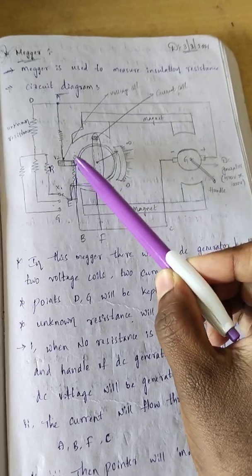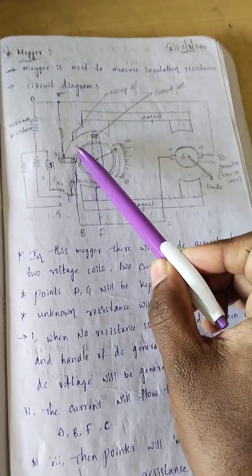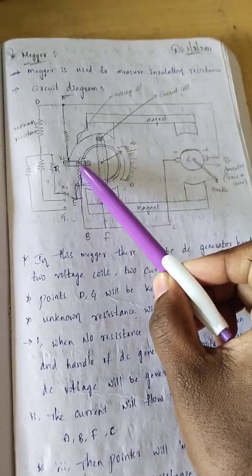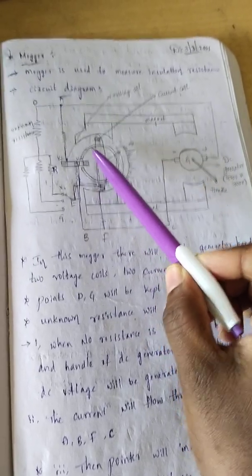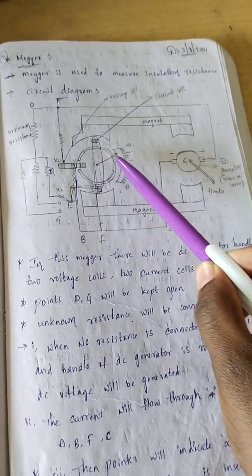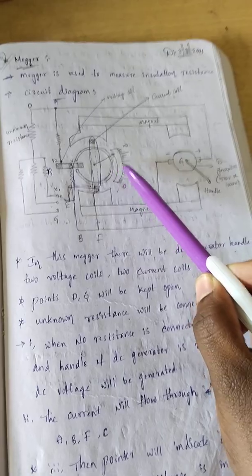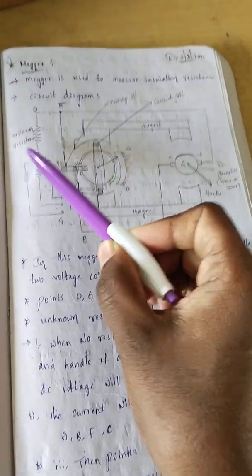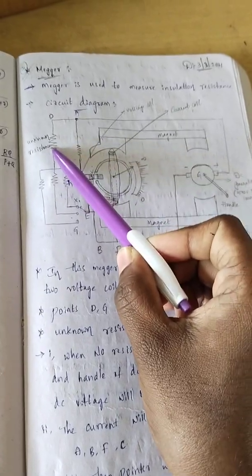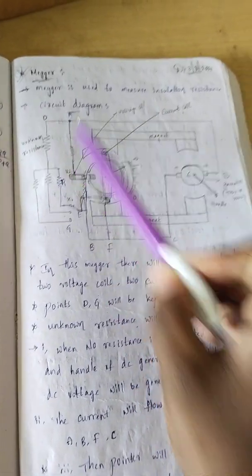So therefore what will happen here, two fluxes will be produced. So interaction of these two fluxes will produce a torque. So because of this torque, the pointer starts rotating and the pointer will indicate some value here. So that value will be proportional to the resistance which we have connected here. Okay, so this is the second case.